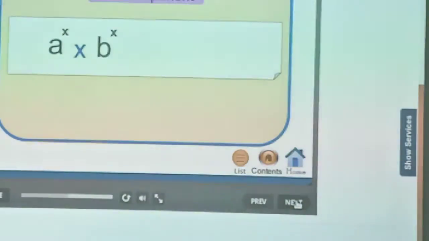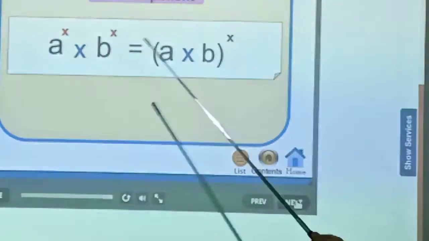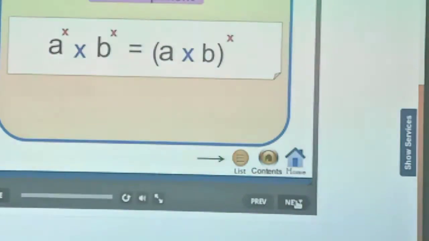Multiplying the powers with the same exponent. The law is a raised to the power x into b raised to the power x. The powers x are the same. So it is a into b raised to the power x. The bases are different and the exponents are the same. Powers and exponents are both the same thing.